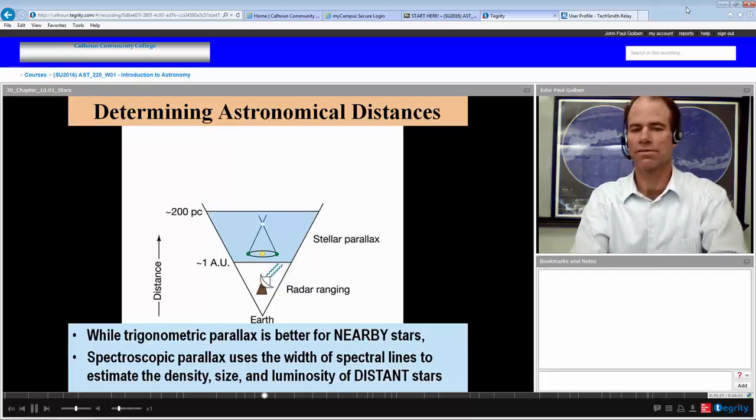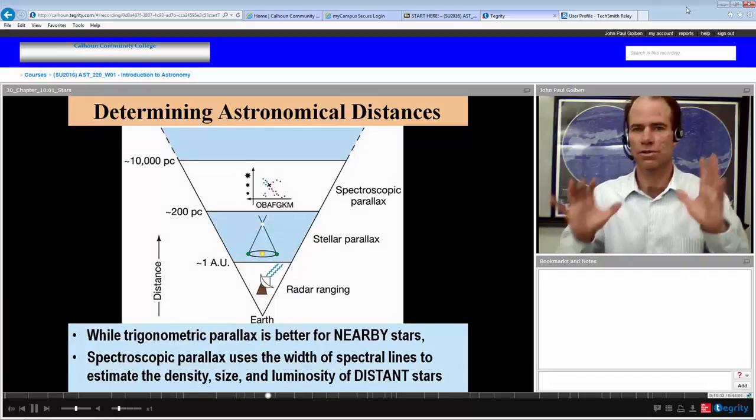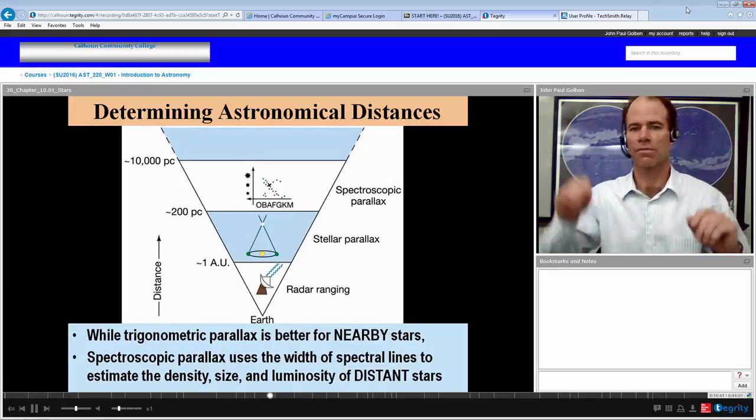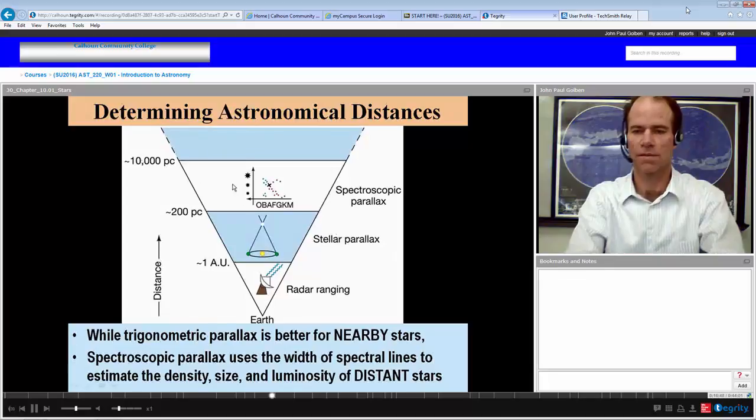But we can also find the distance by spectroscopic parallax using the width of spectral lines to estimate the density, size, and luminosity of distant stars. For spectroscopic parallax, what we would do is create what we call an HR diagram, which will be in the next lecture on this chapter. But with that HR diagram, we could measure the luminosity of the star as a function of its temperature, and then calculate its distance based on that. So that would be spectroscopic parallax.